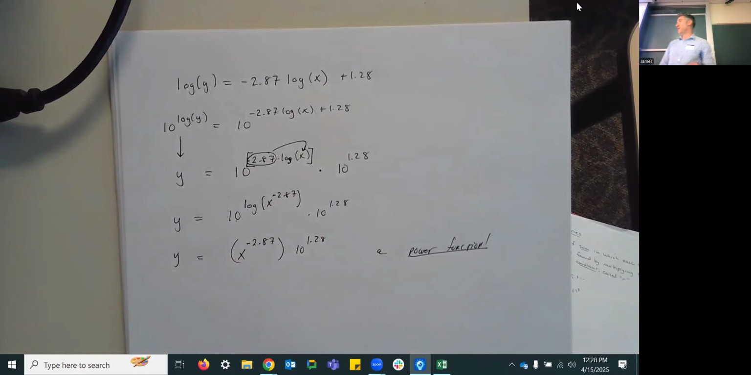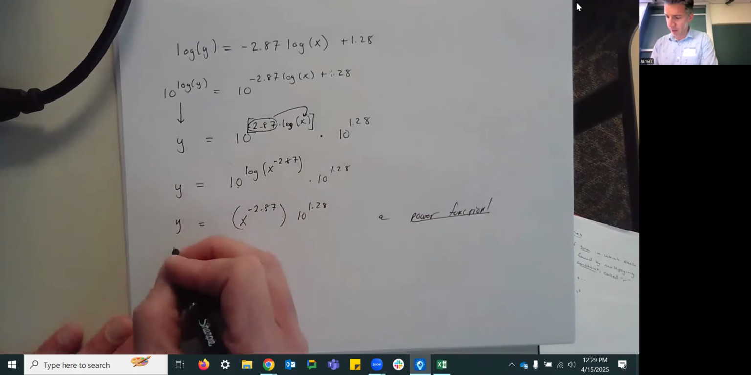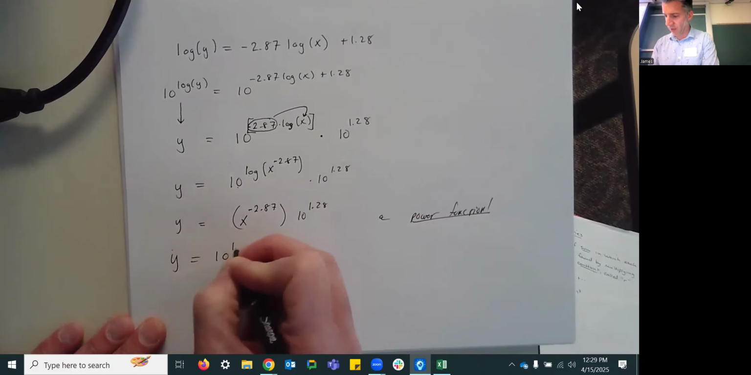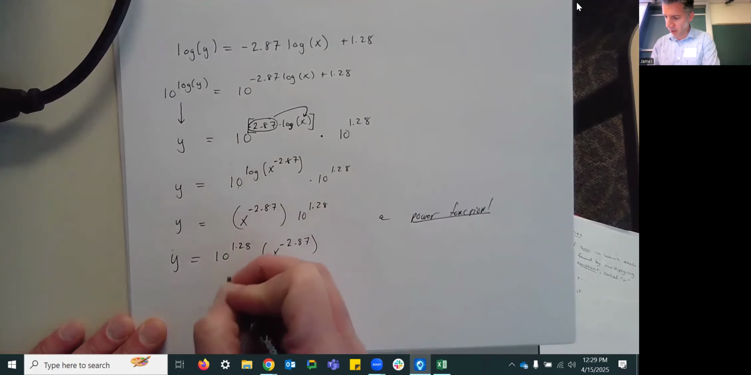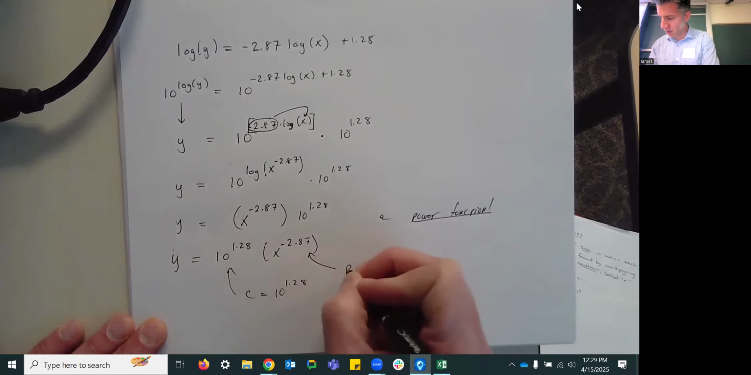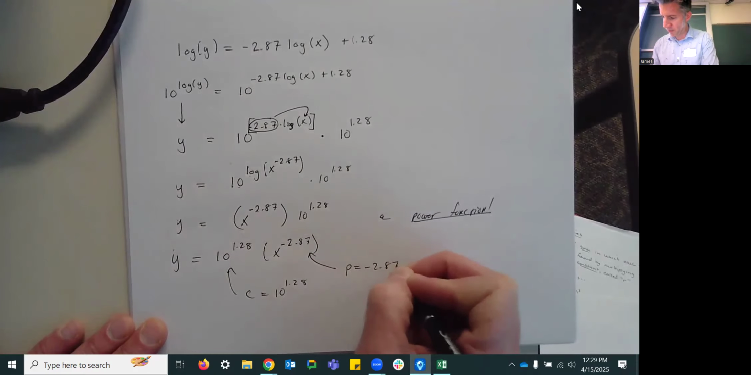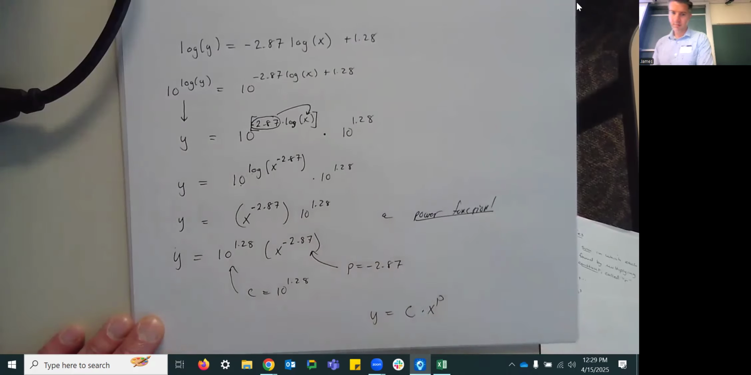So if that was the right answer, if that was the better R squared value, then this would be the relationship that we would type into WebWork as our answer. And if we graphed this, we would see that those points would fall on that power function curve. And I would probably do one more thing. Sorry. I would probably write it with the constant first, just because that feels like the way we usually do it. So there's our constant of 10 to the 1.28, and there's our power of negative 2.87. If we're thinking of this as Y equal to some constant times X to a power.